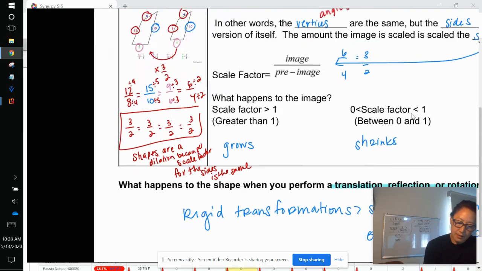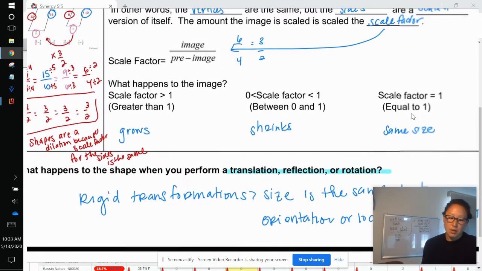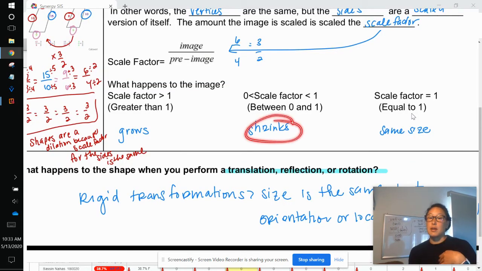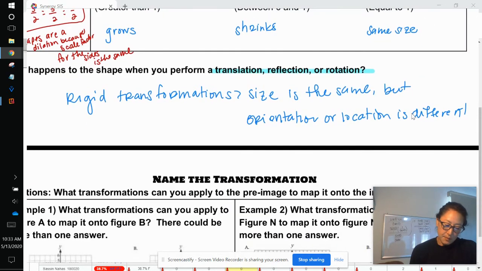Okay, so what happens if your scale factor is greater than 1? Right here, greater than 1. It means that if you're taking 2 times your height, you're going to grow. If your scale factor is times 1/2, then think about your height times 1/2, you're going to end up half the size, so you're going to shrink in height. If your scale factor is 1, me times 1 is going to give me exactly my height, so I stay the same.